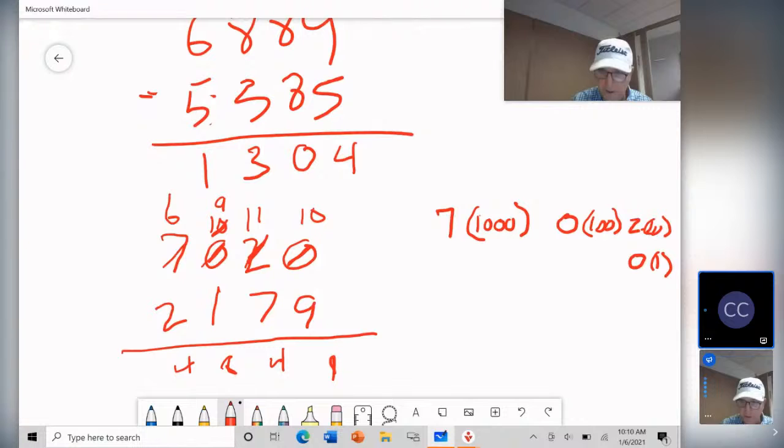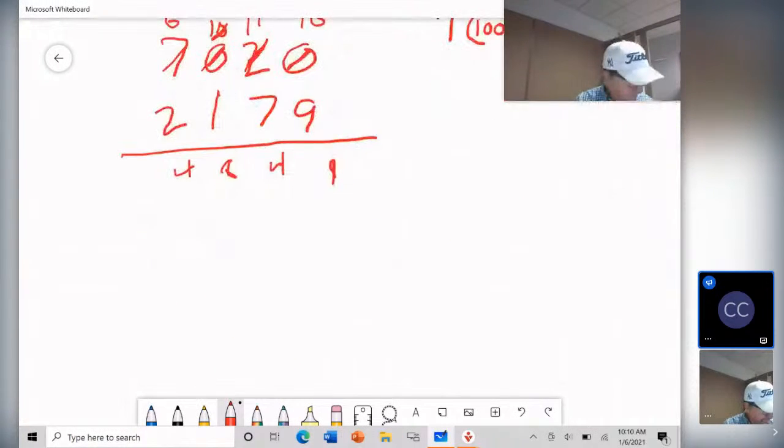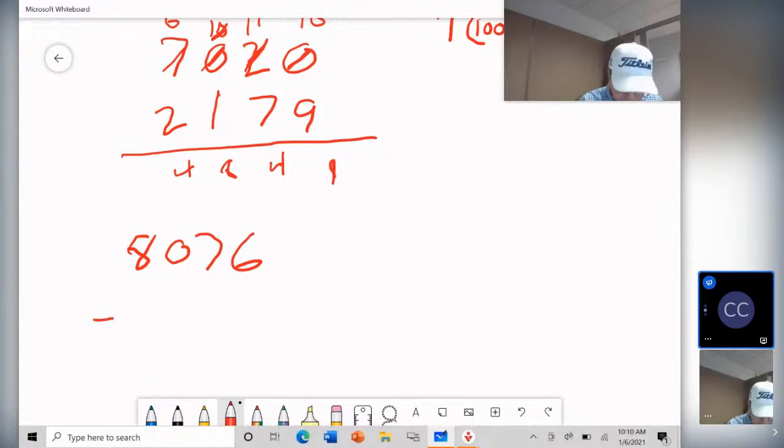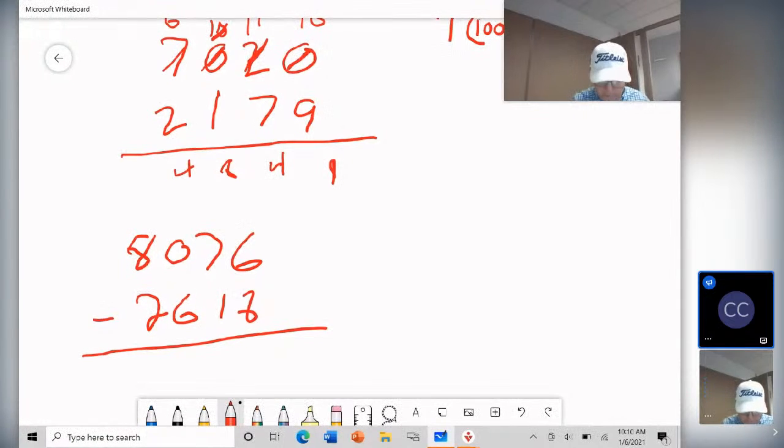Let's do one more here. We will do 8076 minus 2618. Okay. So we see that the 6 is smaller than the 8. So we're going to have to borrow right here. That becomes a 6. That becomes a 16. 16 minus 8 is 8. The 6 minus 1 is 5.